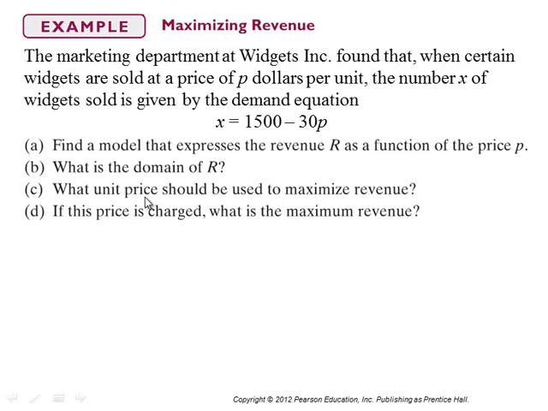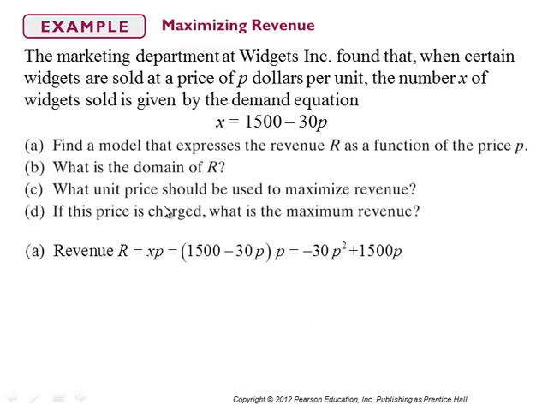First of all, we're going to come up with a model that expresses the revenue as a function of price. Now, here we've got X, the number of units sold, as a function of price, but revenue is number of units sold times price, and X is equal to 1,500 minus 30p. So you plug 1,500 minus 30p in for X times P, and you get negative 30p squared plus 1,500p.